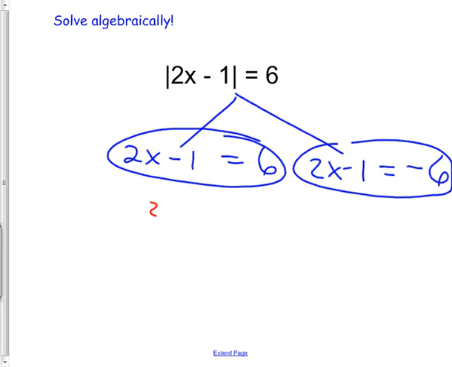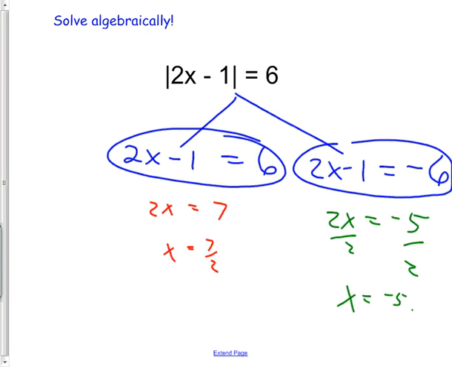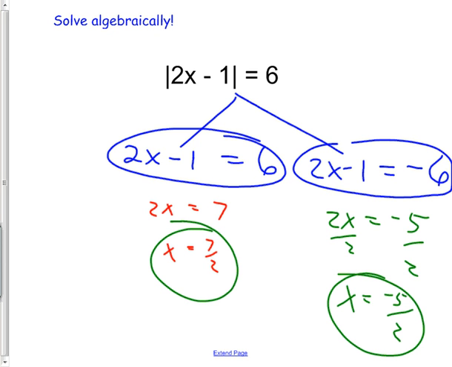So I add 1 to both sides, I get 2x equals 7, and then I divide by 2 on both sides, x equals 7 over 2. And then this other side, I add 1 to both sides, 2x equals negative 5, and then I divide by 2 on both sides, and I get x equals negative 5 over 2. 2 answers. All right. So whenever you have an absolute value, you can divide it up into 2 equations. Yes?